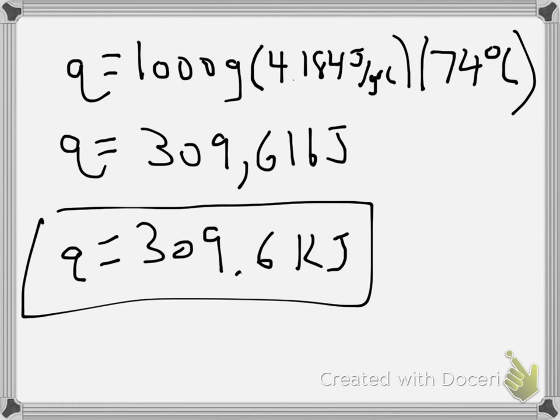And so the next line is where all the numbers are plugged in, which is 309,616 joules. But just to make that number easier to work with, at the bottom I have it in kilojoules, which is 309.6 kilojoules. And that's an example of the MCAT equation.